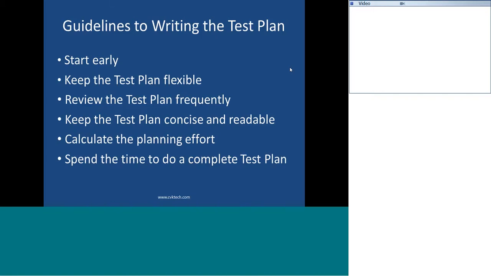So when you start very early, at the requirement analysis stage itself, and while you are going through the testing life cycle till we start the test execution, there will be a lot of changes happening to the test plan. One major impact on the test plan would be requirement change. Requirement changes can come anytime.